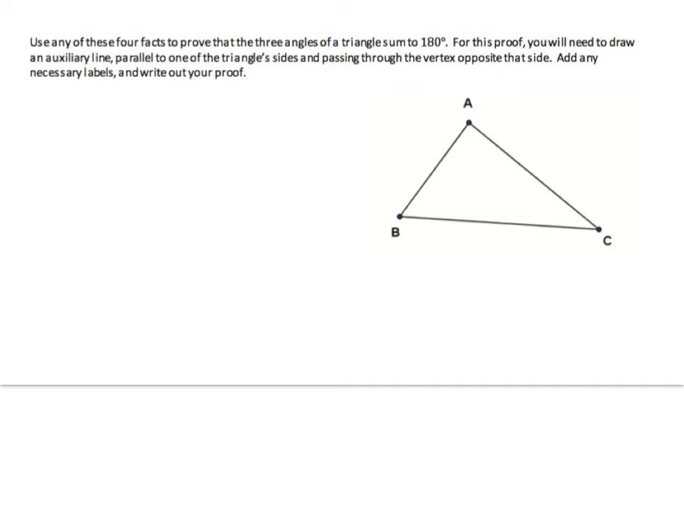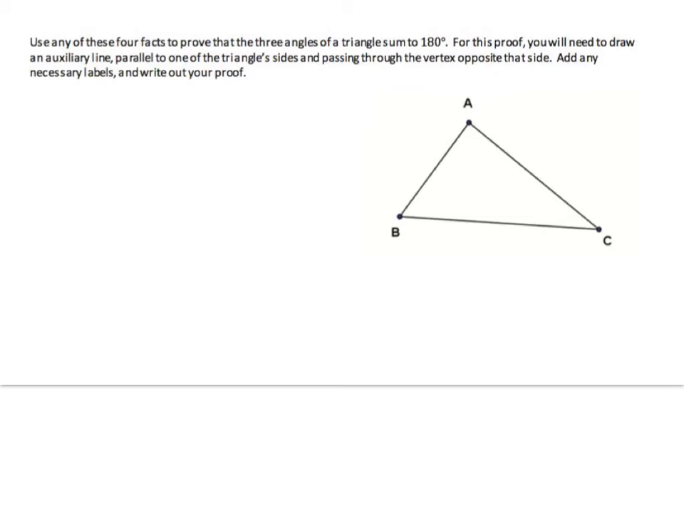Use any of these four facts to prove that the three angles of a triangle sum to 180. For this proof, you will need to draw an auxiliary line parallel to one of the triangle's sides and passing through the vertex opposite that side. Add any necessary labels, and write out your proof.